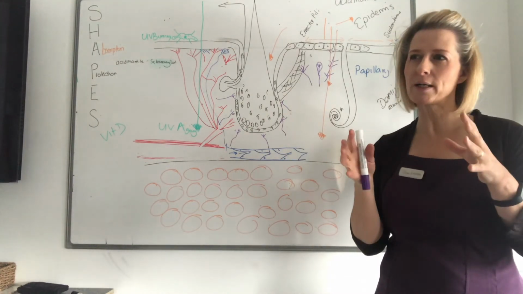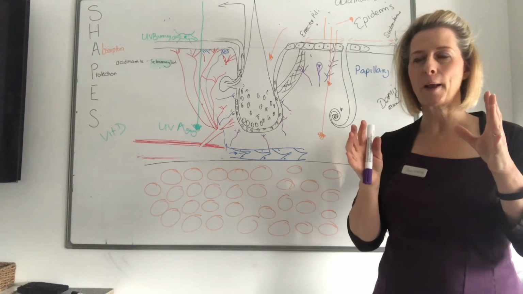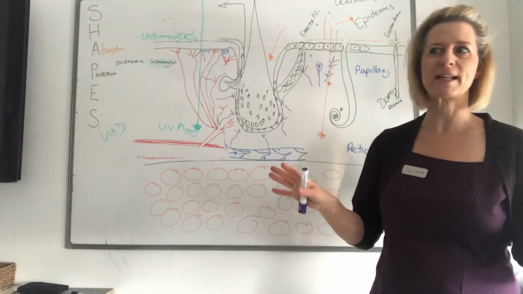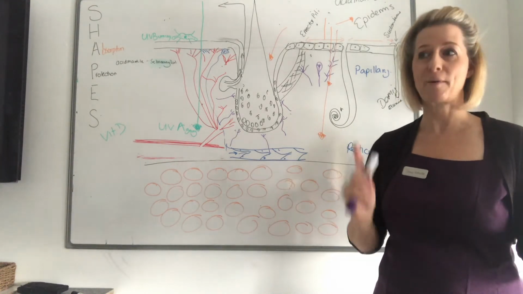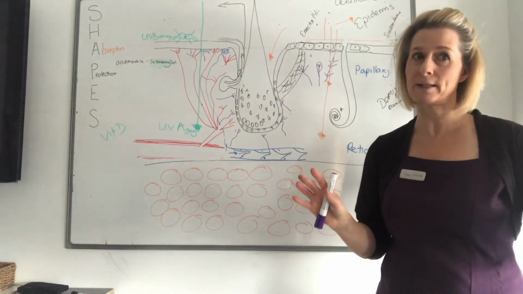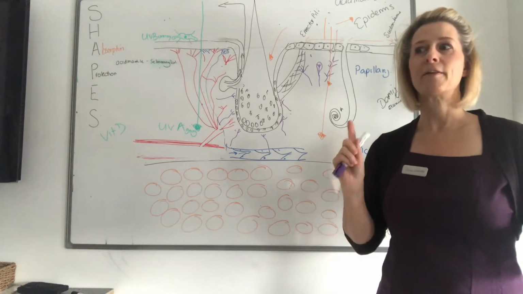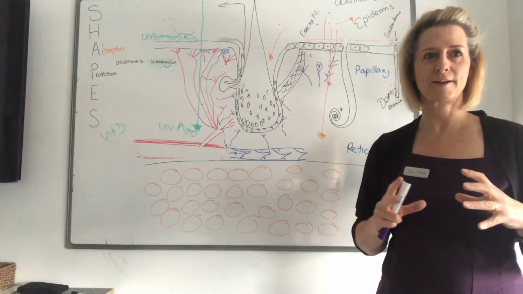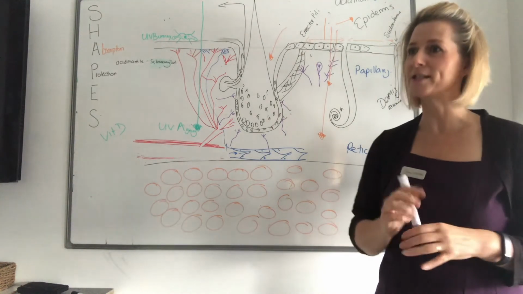So you might get a bit of redness, you might get a bit of swelling, but it might all disappear because there isn't actually a major problem. However, when the body goes, I don't like this, this is not happening, this is really going to cause me a problem, there's another little structure that comes into play, which is the mast cell.